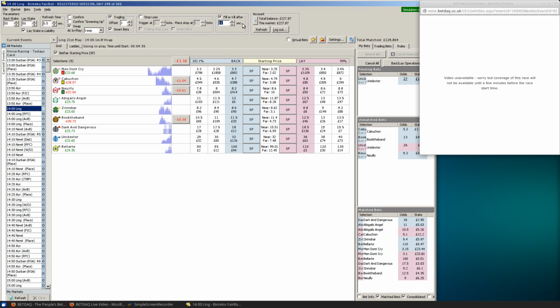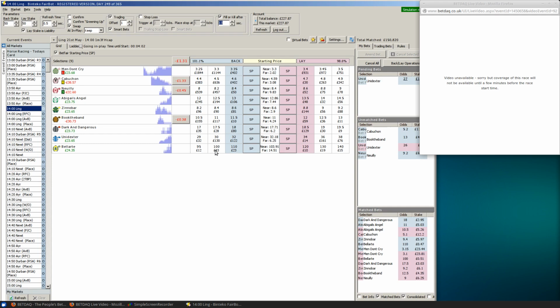Couple of things here. First off, the higher the fill or kill, the longer your initial lay stays in the market. The rule of this particular strategy is that you only lay a runner once until it's closed off. Once it gets closed off, you can go in and lay it again if you wish. There's no harm in doing that, but you can only have one open lay on each runner at any one particular time. That's the first important rule of this strategy.